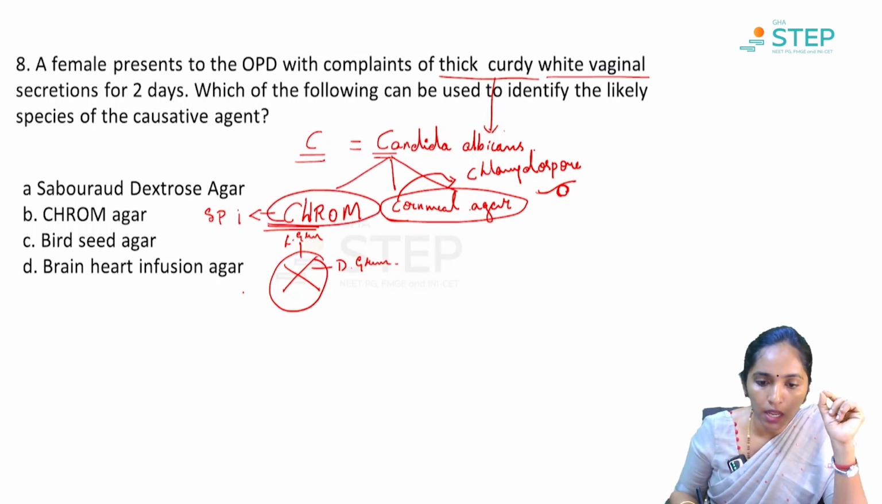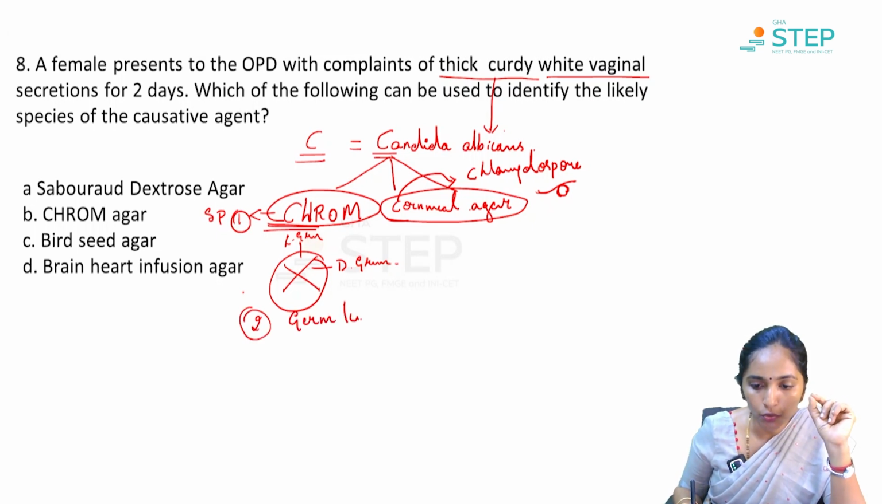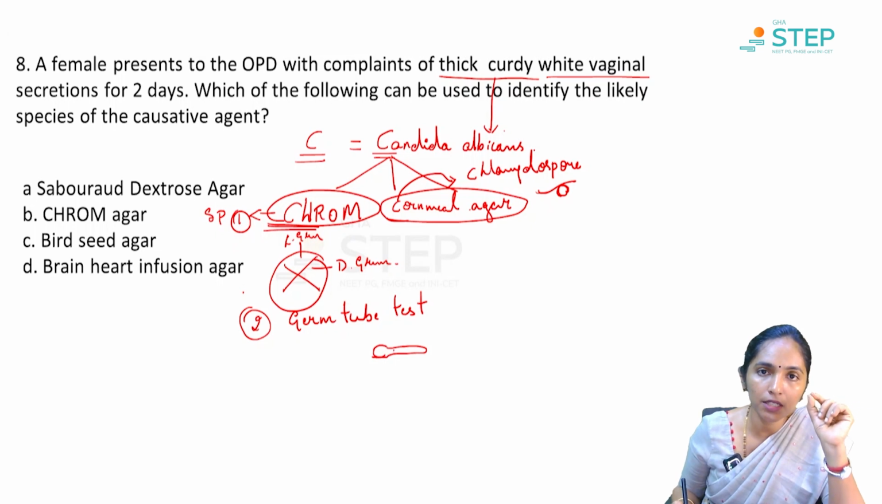Cornmeal agar, one. And the other way to confirm Candida albicans is what is known as the germ tube test. The germ tube test is a test where there will be production of germ tubes arising from the yeast cell. That is germ tube test positive in Candida albicans.